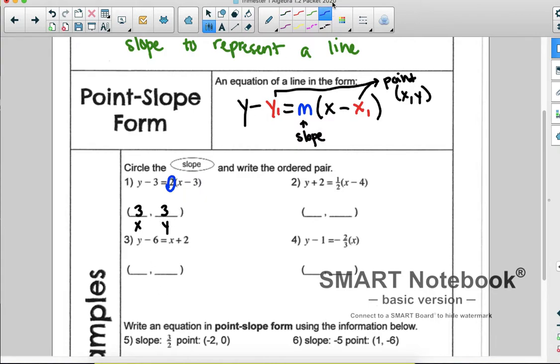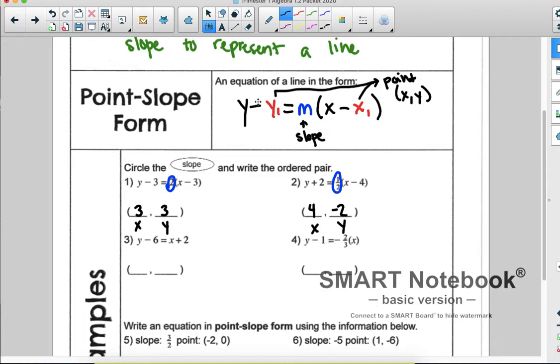All right, number 2, circle our slope. Our slope is the m. M is on the outside of the parentheses, so our m is right here, this positive 1/2. Okay. Then we have our x and our y. So our x, it says minus 4, and we're thinking opposite. So opposite of minus 4 would be a positive 4. And this one says plus 2, so it's like a positive 2. So opposite of a positive 2 is a negative 2.